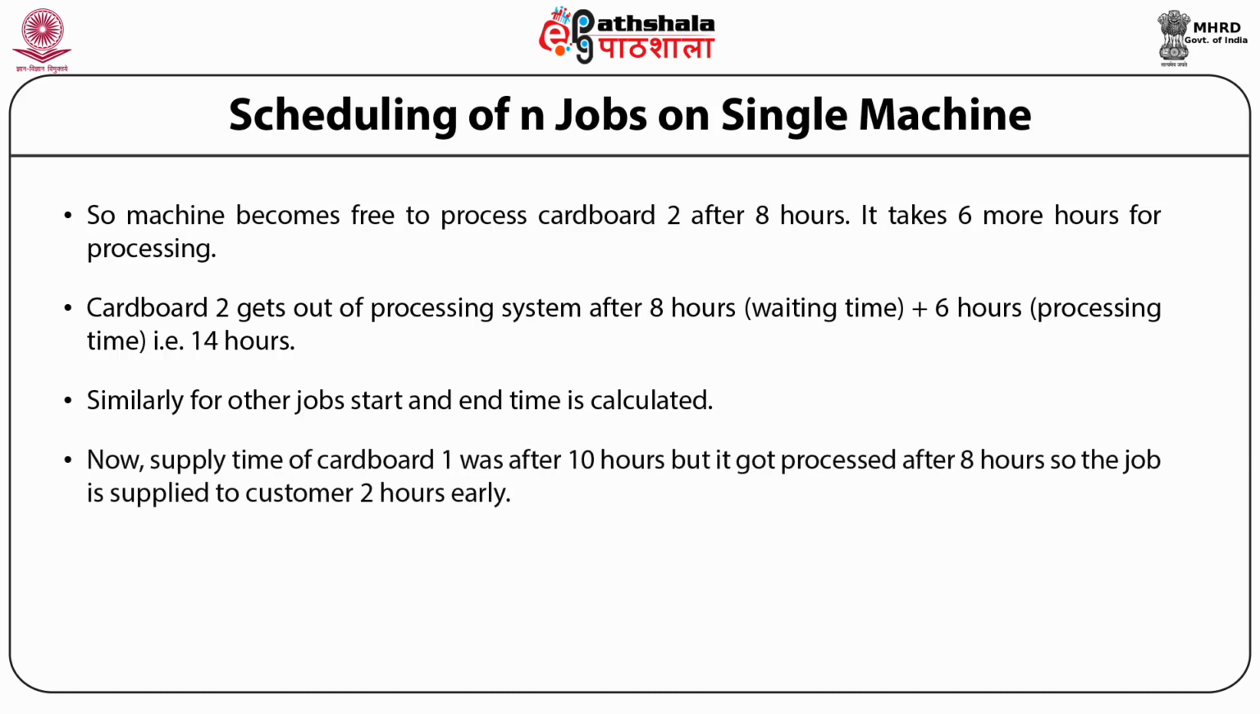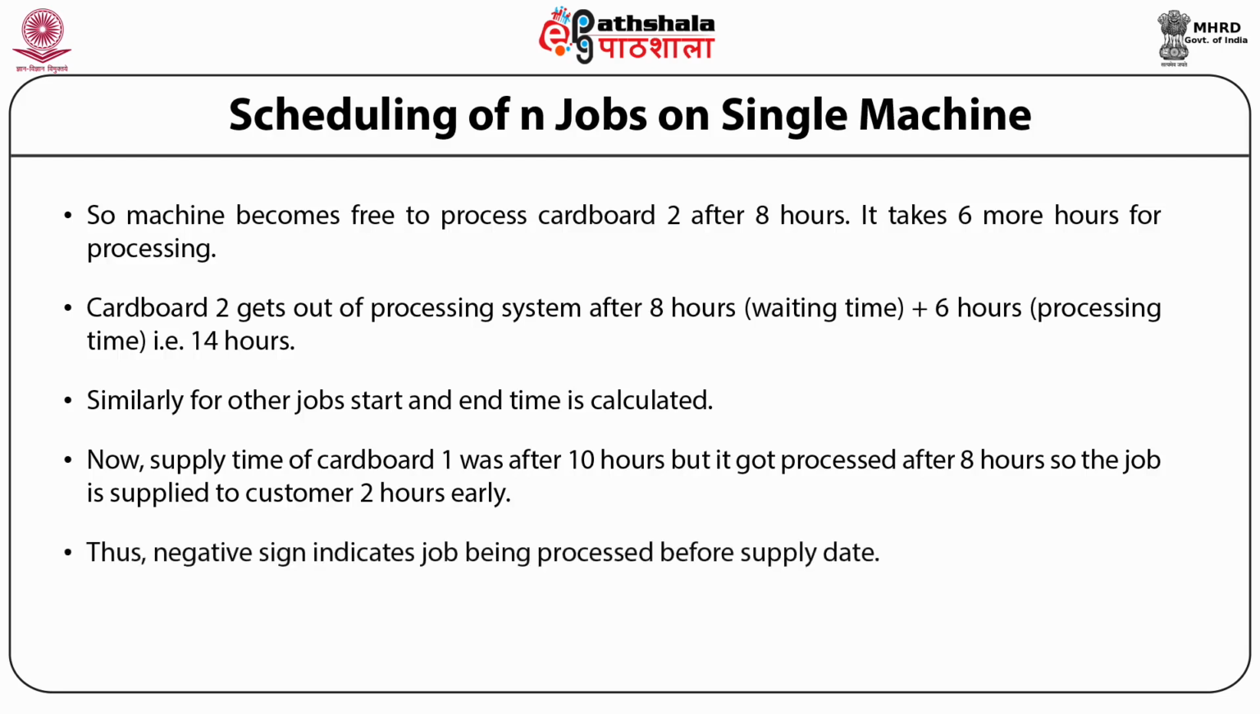Now the supply time of cardboard 1 was after 10 hours, but it got processed after 8 hours, so the job was supplied to the customer 2 hours early. Thus, a negative sign indicates the job being processed before the supply date. In this example, jobs 1 and 4 are supplied before the due date.